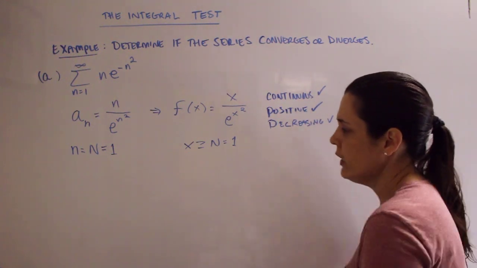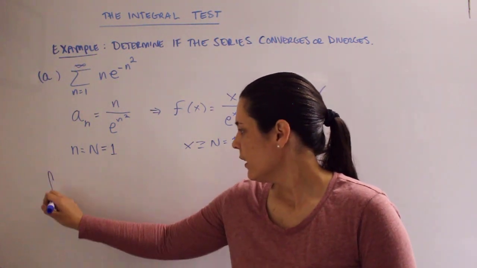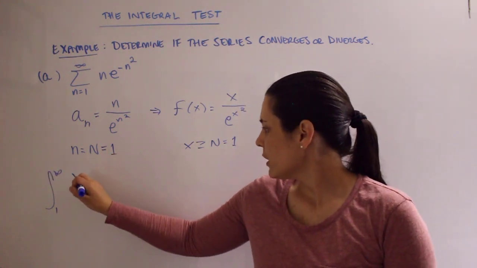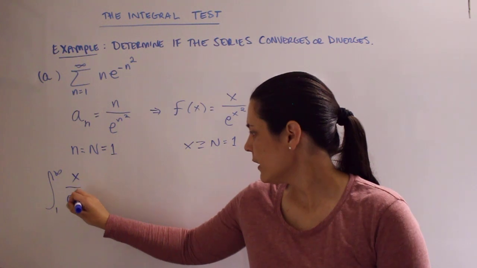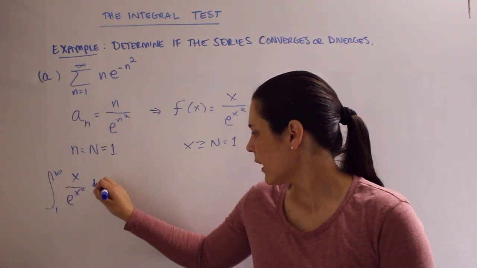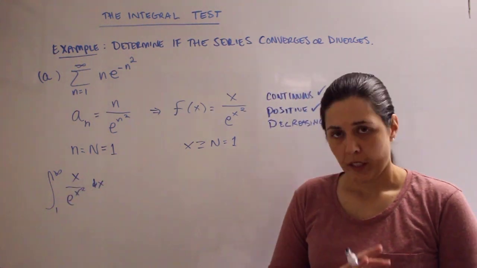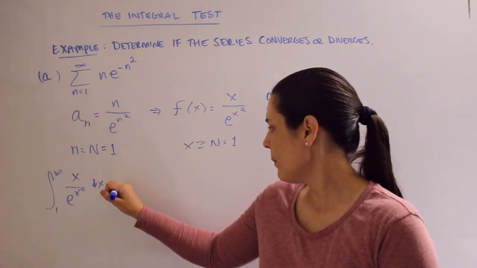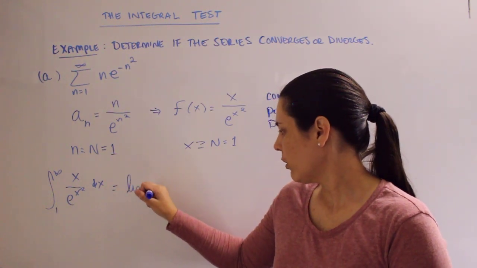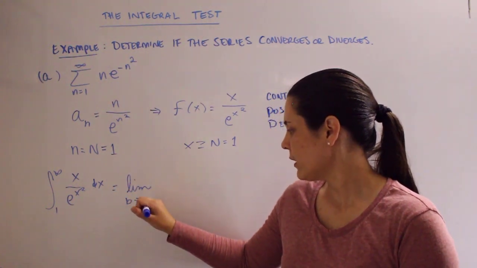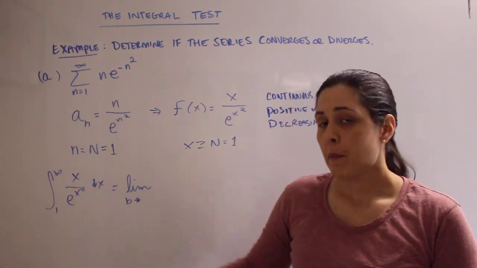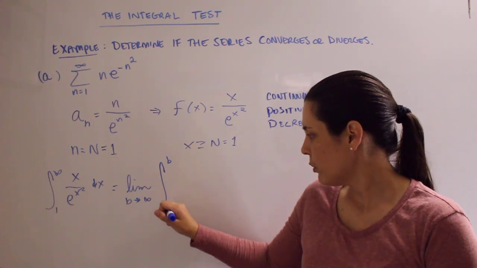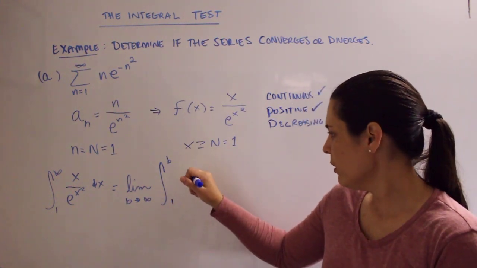Okay, so our integral looks like from 1 to infinity, starting at 1 again, of f of x, which is x over e to the x squared dx. And again, this is now an integration problem. It is a series question, but we're jumping into integration, and then we'll go back and say something about the series. It is an improper integral again, and so we have to change this and take the limit as b goes to infinity. Everything else is going to stay the same here.